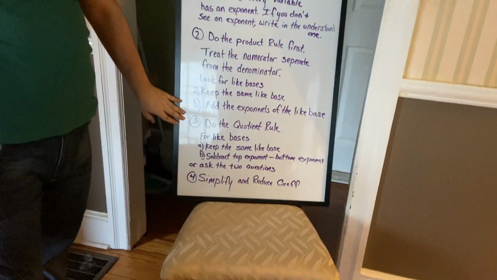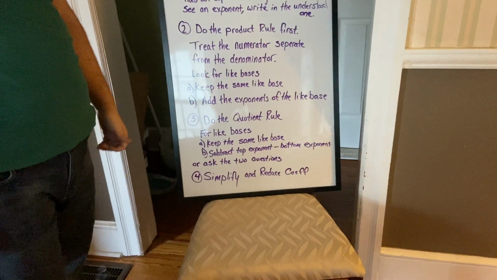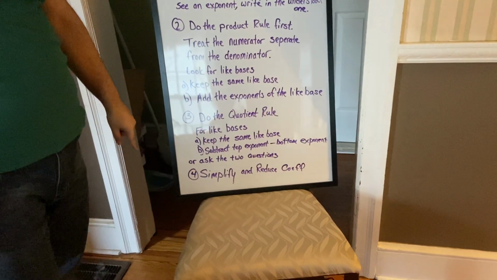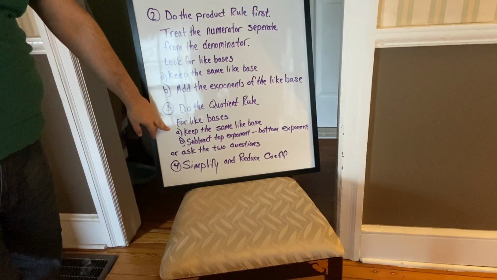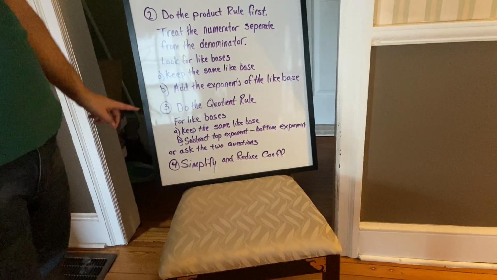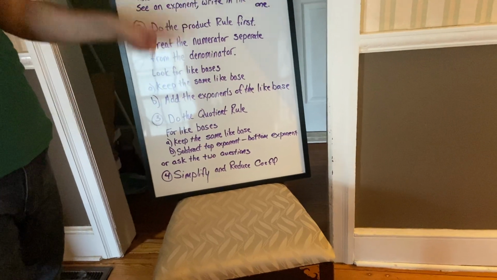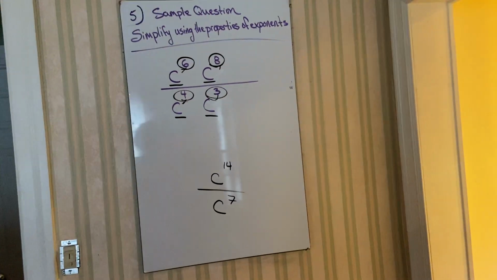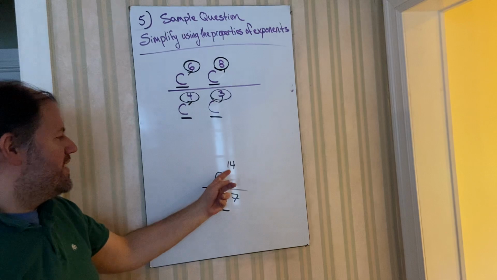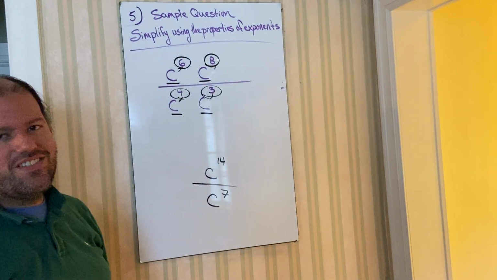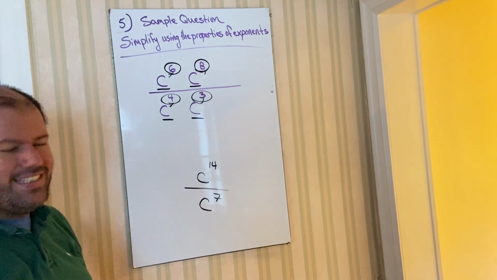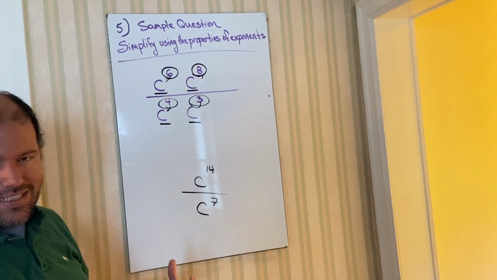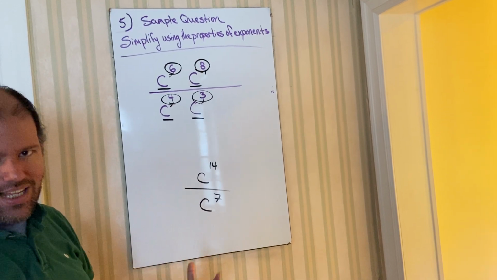Okay. So I took care of the top separate from the bottom. So I'm done with the product rule. Now, do we have the quotient rule? Do we have c's on top that match c's at the bottom? Yes. So for like bases, we keep that same base, and then remember, subtract: top exponent minus bottom exponent. I know, it's very tempting to say 14 over 7, c squared, because in your mind, you're doing 14 divided by 7. But you have to subtract.